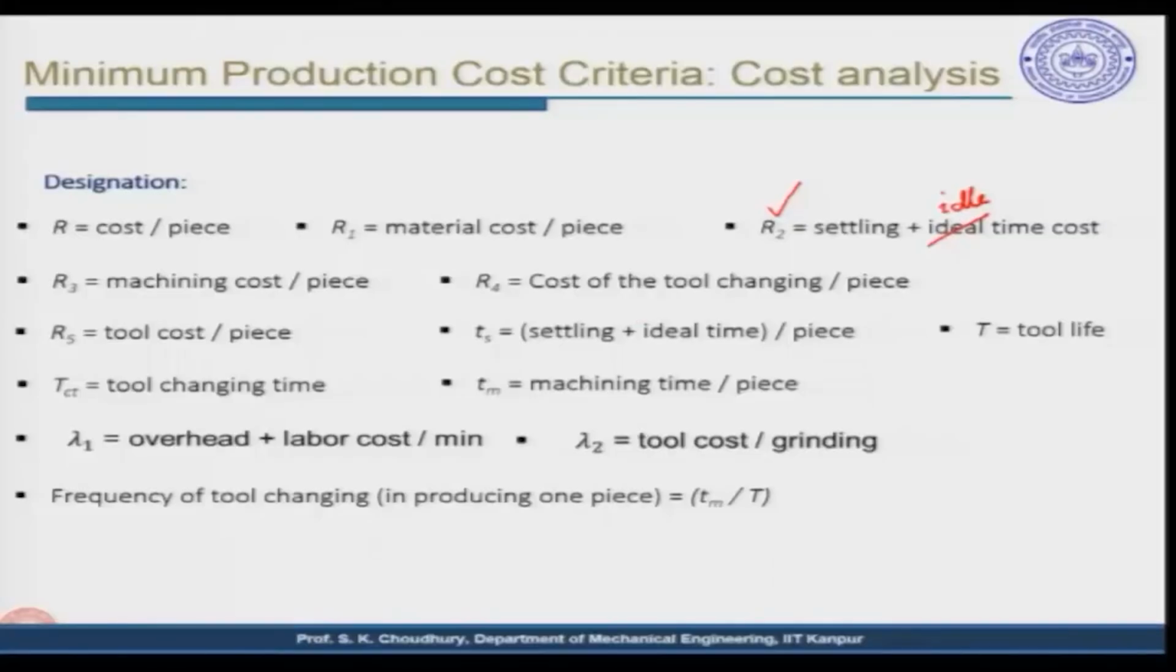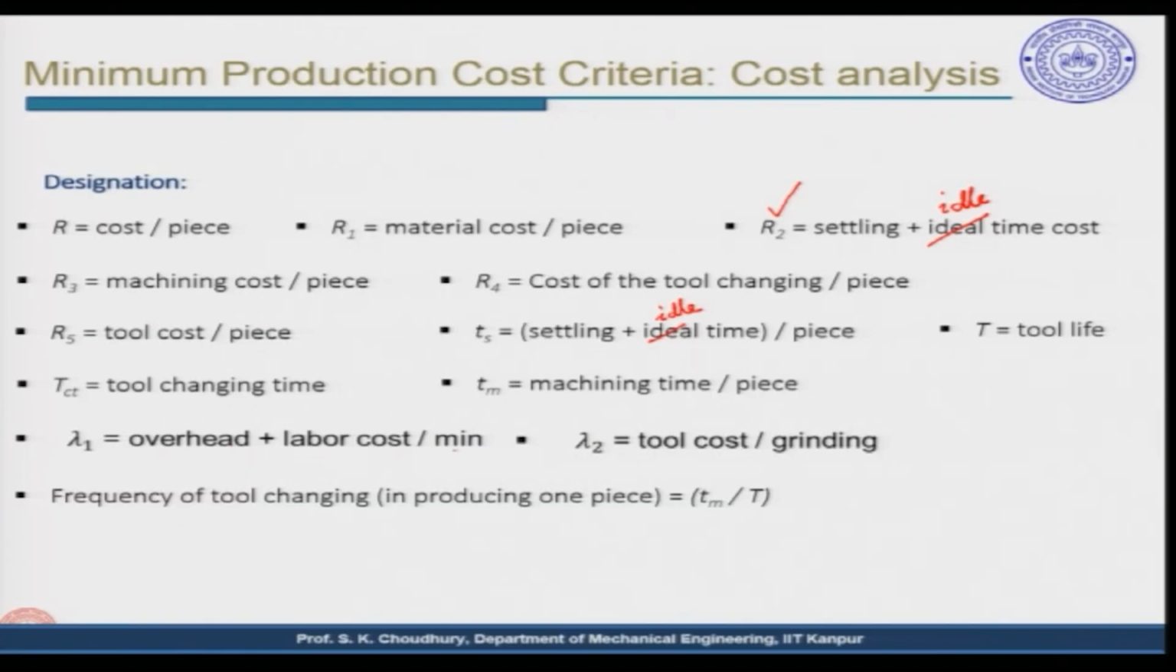Ts is the settling plus idle time per piece. We have seen that this is a cost we are taking, but here Ts is how much settling plus idle time is taken per piece. Capital T we will take as the tool life, TCT as the tool changing time, and Tm is the machining time per piece.